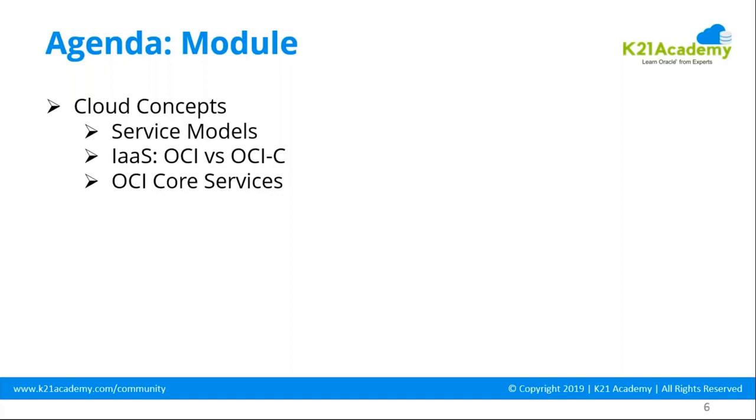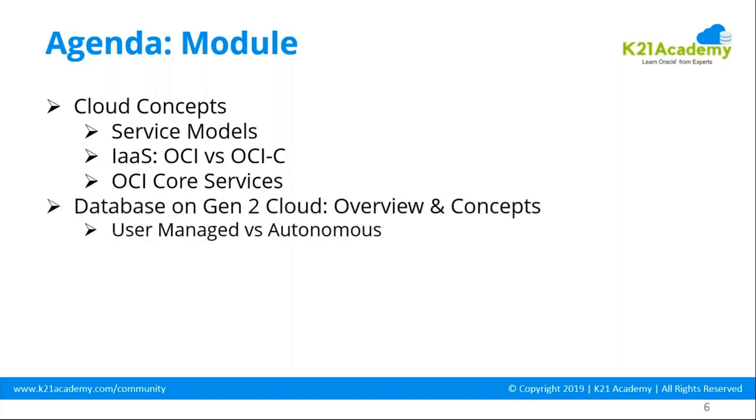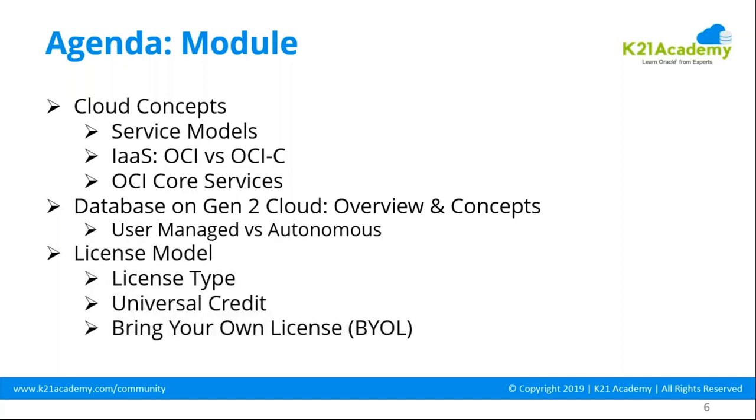OCI Classic has become a legacy, or is going to be a legacy sooner. And then we'll get into the OCI core services. Once we know about this, we understand that OCI would be your next generation cloud or generation 2, wherein you are going to deploy your databases. And that becomes the topic wherein you need to understand the difference between a user managed database and an autonomous database. User managed database is what we would cover along the duration of this course. Autonomous database is out of scope for this particular course.